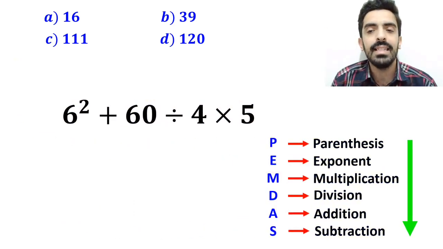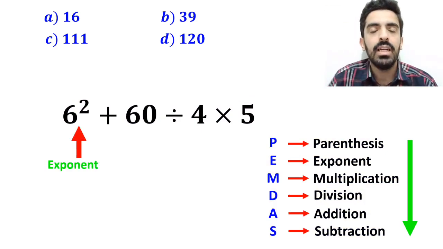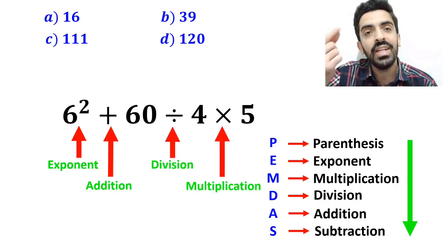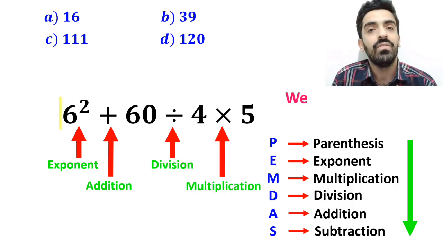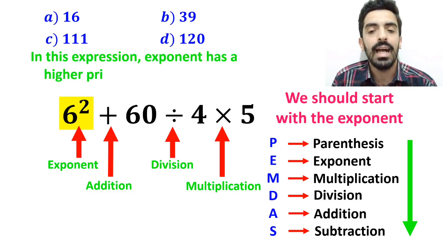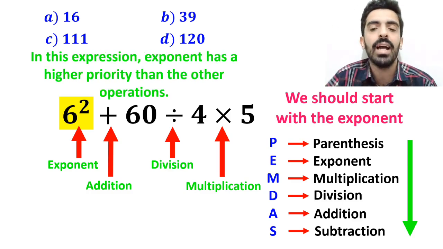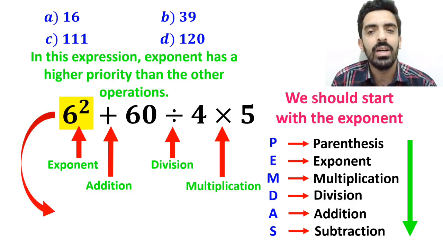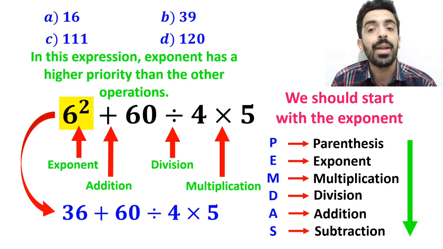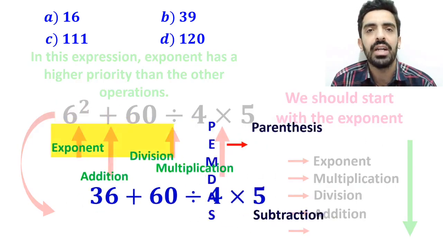Okay, as you can see in the image, in this expression, first we have an exponent, then an addition sign, followed by a division, and finally a multiplication. We should start with the exponent, because in this expression, exponent has a higher priority than the other operations. So, this expression simplifies to 36 plus 60 divided by 4 multiplied by 5.